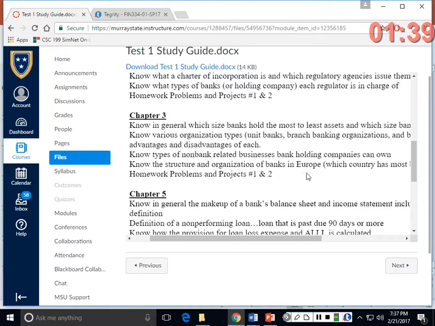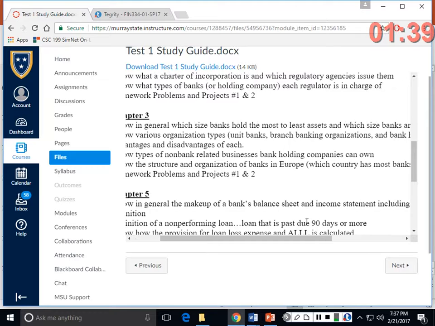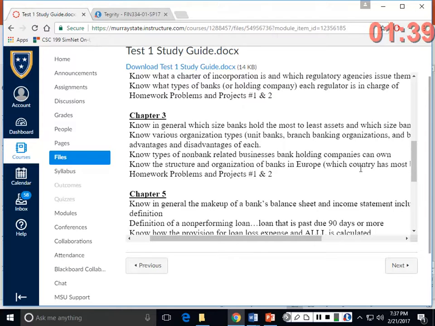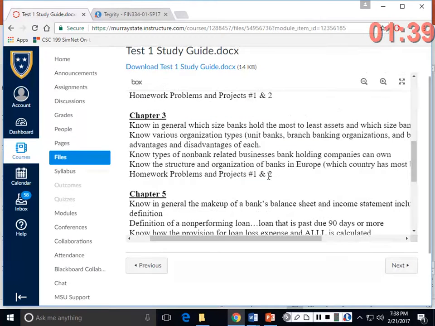Know the structure and organization of banks. Now I'm going to change this just a little bit. This says know the structure and organization of banks in Europe, which country has the most banks. I'm going to change it to just know the difference in the makeup between the United States banking system and the rest of the world. What I said was the United States tends to have a lot more banks, but they're much smaller. Other countries tend to have very few banks, but they're very large. So if you know that, you're good on that question. And then homework problems 1 and 2.